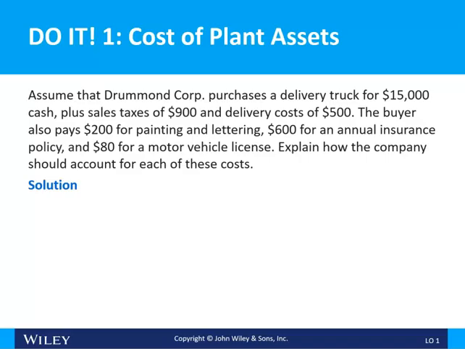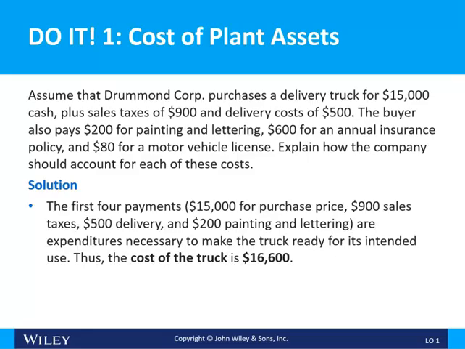So let's go through this example. Assume that Drummond Corporation purchases a delivery truck for $15,000 cash. They had sales tax of $900, delivery cost of $500. They pay $200 for painting and lettering, $600 for an annual insurance policy, and $80 for a motor vehicle license. Explain how the company should account for each of these costs.